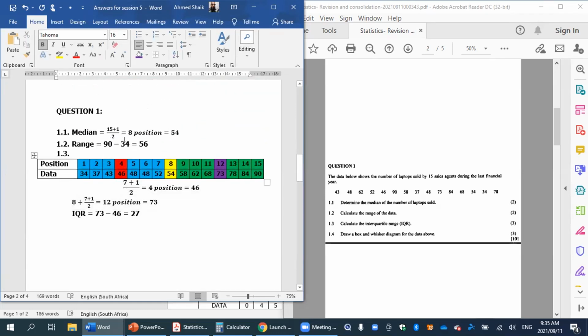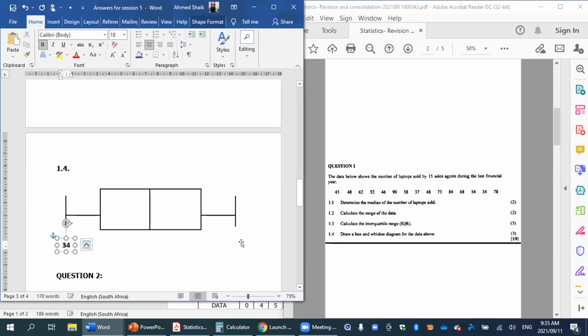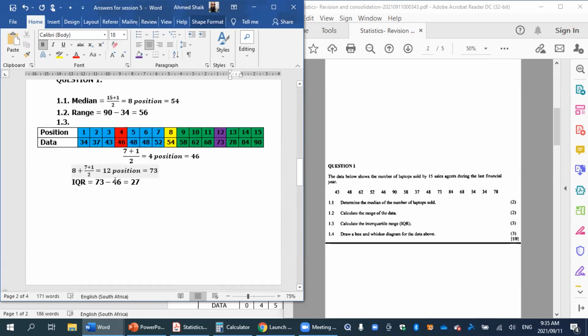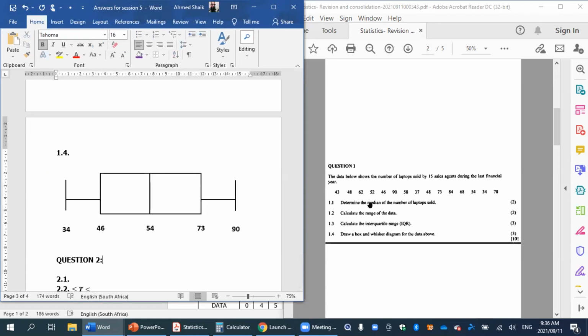Okay, let's look at our minimum value. We have 34 and our maximum is 90. We've already worked out our Q1, Q2, and Q3. So we got 46, 54, and 73. And that should be a box and whisker diagram for question 1.4 based on the given data set.